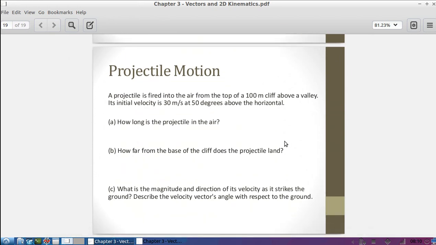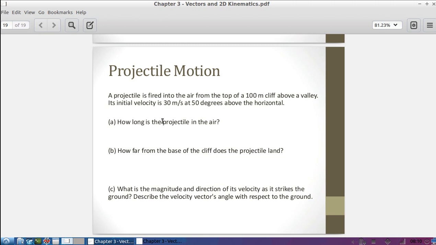Alright, so my second projectile motion problem is I'm still launching a projectile, but I'm launching it off of a 100-meter cliff. Okay, so draw your picture, a cannon or something, shooting a cannonball off of a 100-meter cliff. Initial velocity, again, I'm given magnitude and direction, 30 meters per second, 50 degrees above the horizontal. So it's the same direction. Alright, different angle, same direction above the positive x-axis.